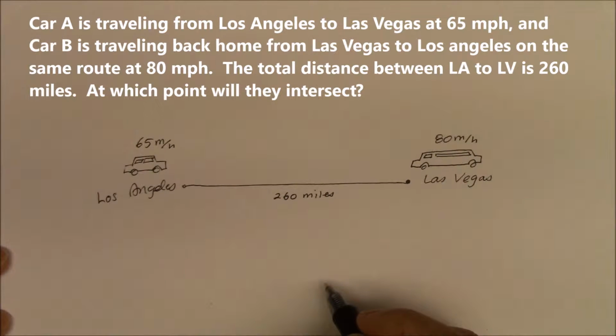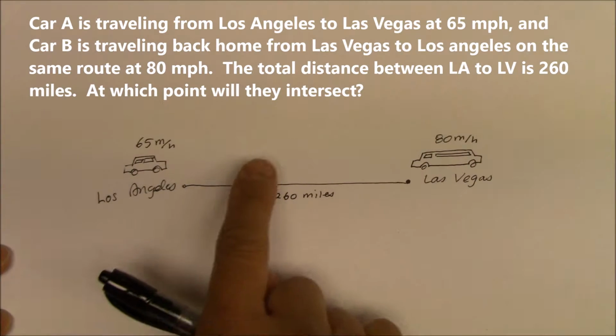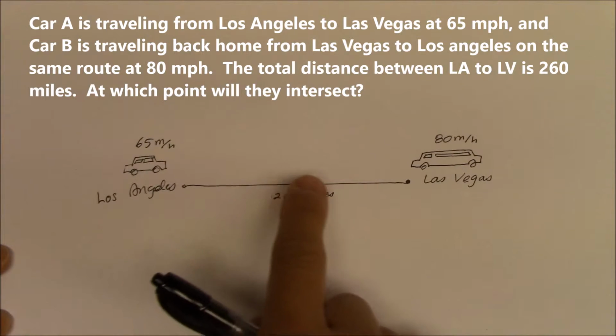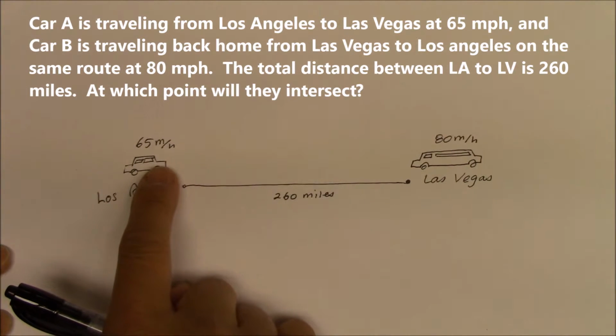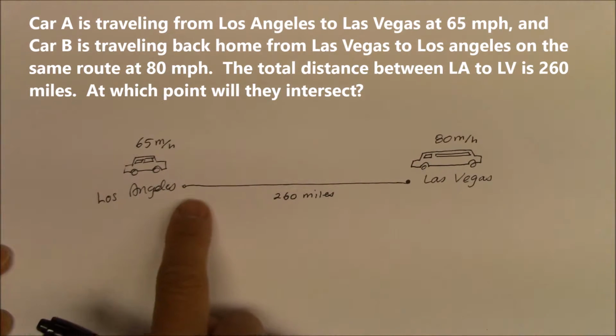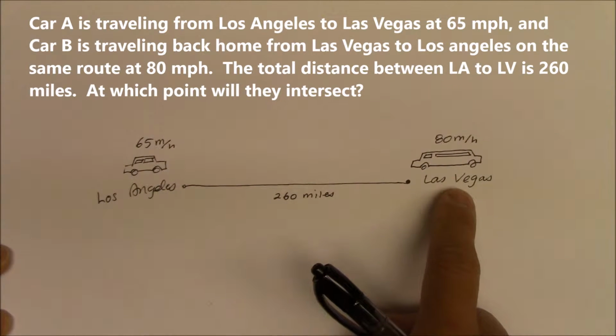Hi. This instructional video is about a rate problem. Car A is leaving Los Angeles to go to Las Vegas at 65 miles per hour, and the total distance is 260 miles. Car B is going back home to Los Angeles.